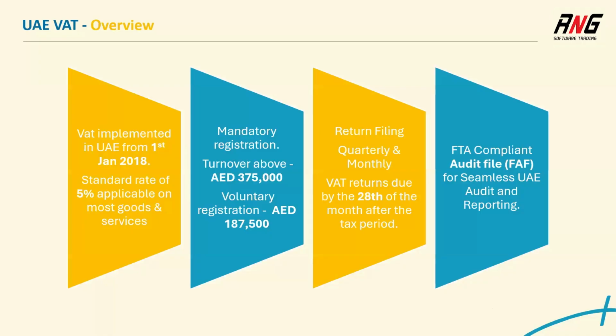Just to give a UAE VAT overview, as you all might be knowing, VAT was implemented in UAE from 1st January 2018, and the standard rate is 5% on most goods and services. There is a mandatory registration for businesses which have a turnover of 375,000, and a voluntary registration for those businesses which have a turnover of 187,500. Return filing, as you all know, is done quarterly or monthly, and VAT returns are due by the 28th of the month after the tax period.